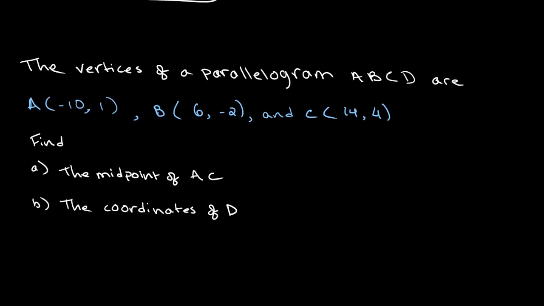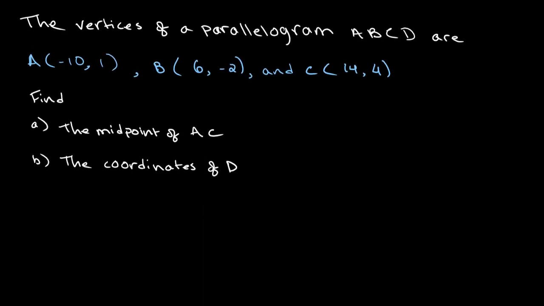Alright, let's look at another example. So this example states that the vertices of a parallelogram ABCD are A(-10, 1), B(6, -2), and C(14, 4). So we don't know the coordinates of the vertex D. And we have to first find the midpoint of AC and then the coordinates of D.